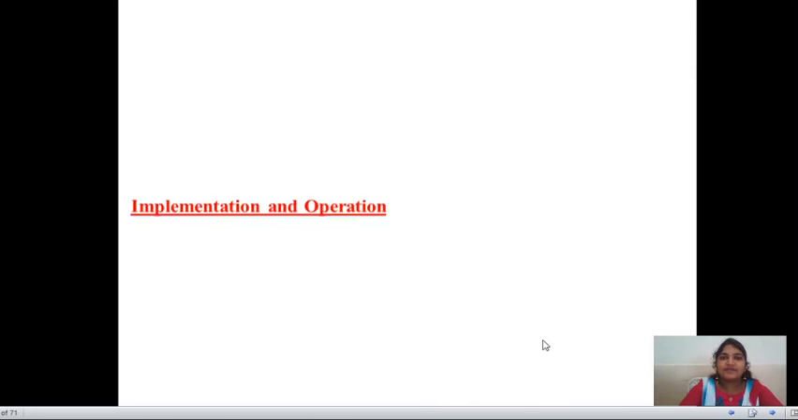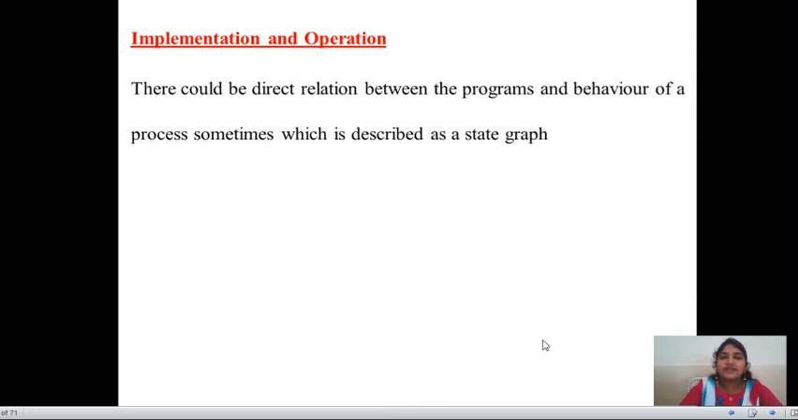So what is meant by implementation and operation? There could be a direct relation between the programs and behavior of a process, sometimes described as a state graph. Implementation mainly depends on the operations which need to be performed by the states. So operations on the states can be defined, like process, repair; whatever example you have taken, damage is an operation, format is an operation, repair is an operation, all can be defined.